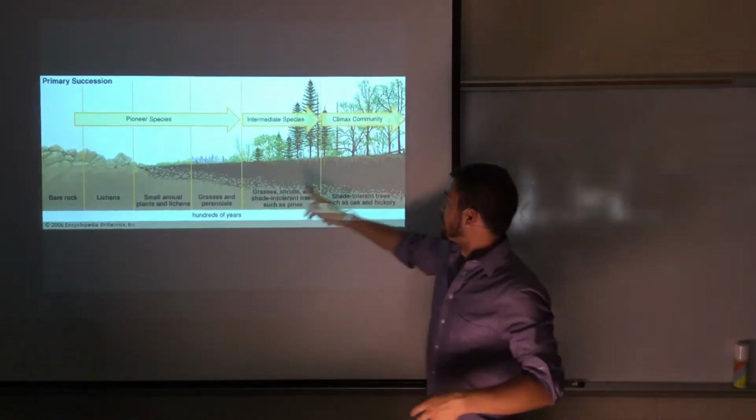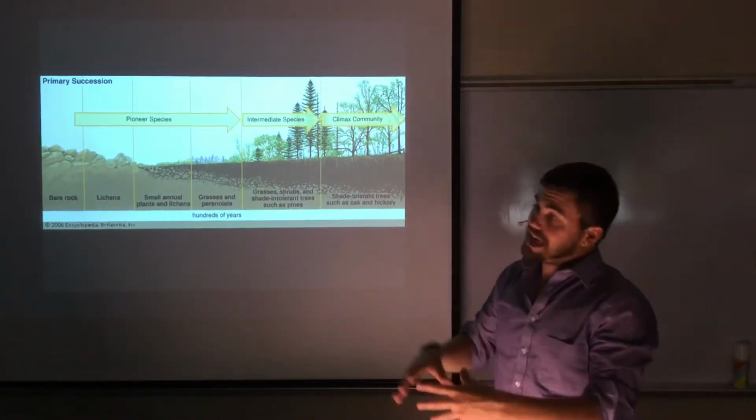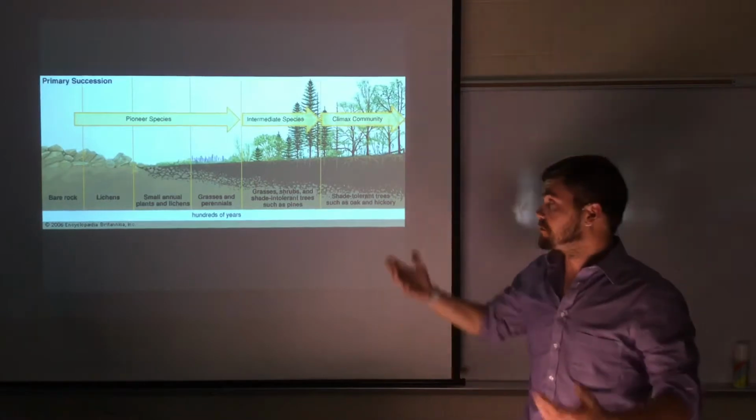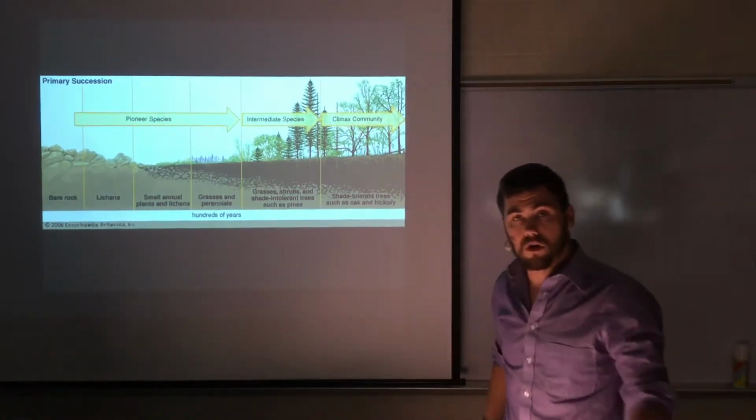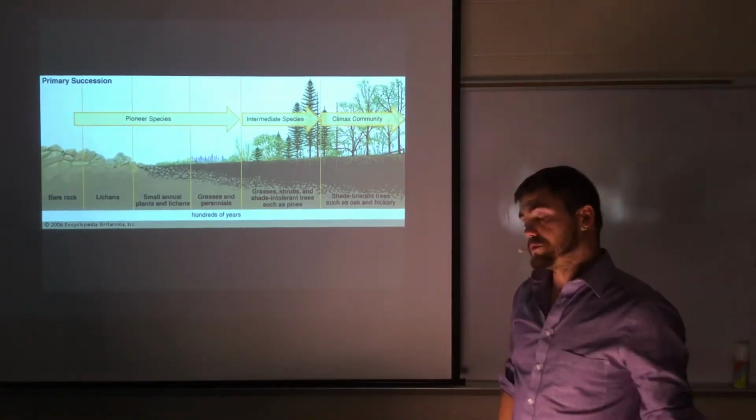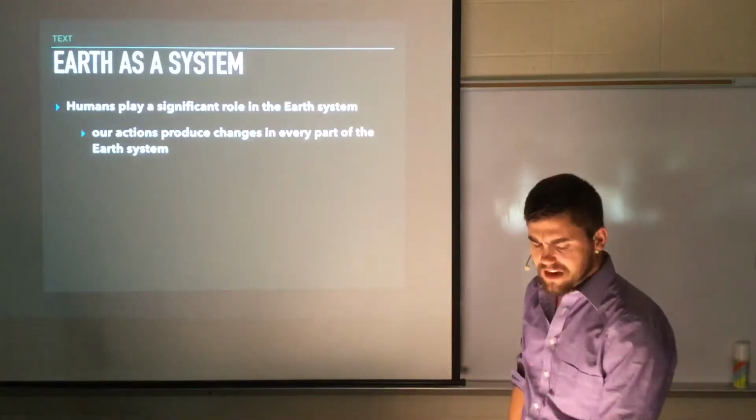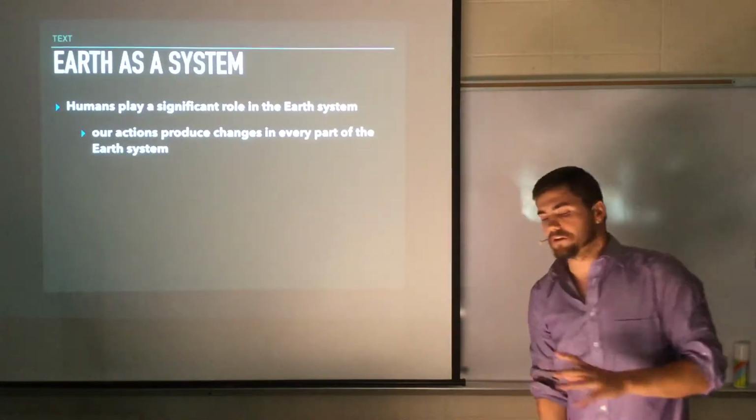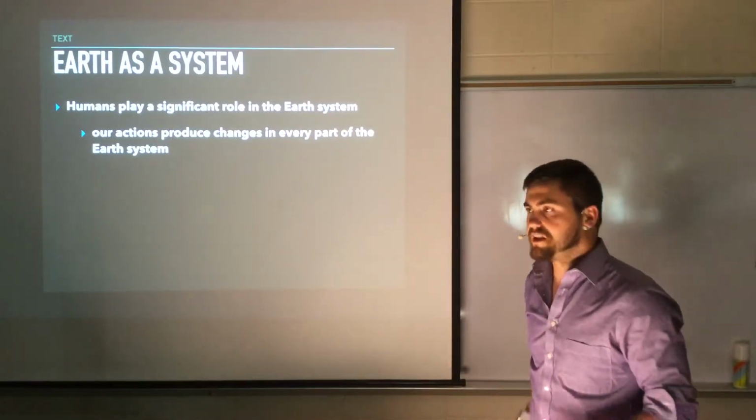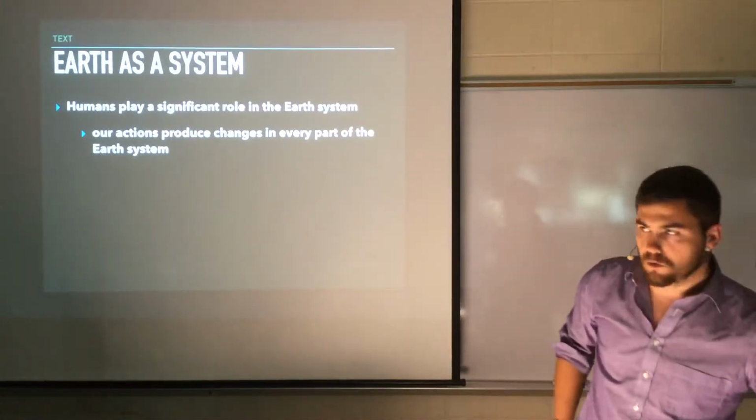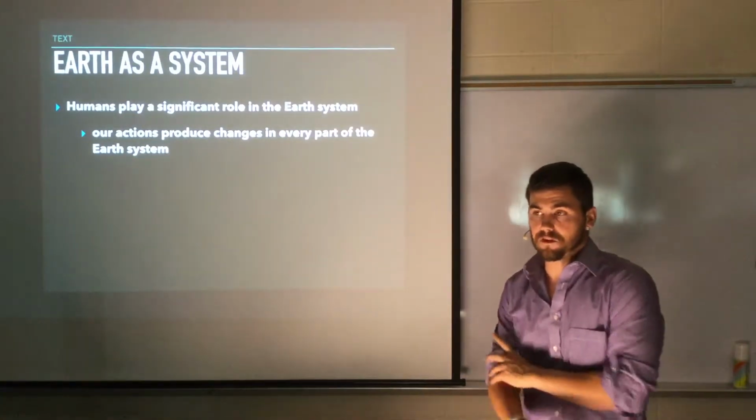And then eventually it gets more complex, and then animals and stuff can live in there too. And that is energy from the sun driving all these processes, changing the surface of our planet all the time. The majority of it is incredibly slow, but it's constant. And humans play a very significant role in the Earth system. Our actions produce changes in virtually every single part of Earth systems, especially the atmosphere and the oceans.